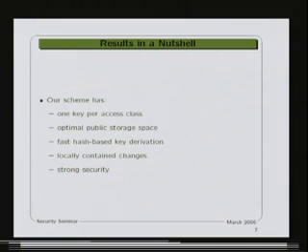Here, in a nutshell, are the properties that we have. As already said, we have just one key per access class. The public storage space is optimal. What we mean by this is that you still have to store the access graph, the access hierarchy, but we also store our public information. It's asymptotically the same as the information needed to store the graph. So it's just a small constant that we introduce.